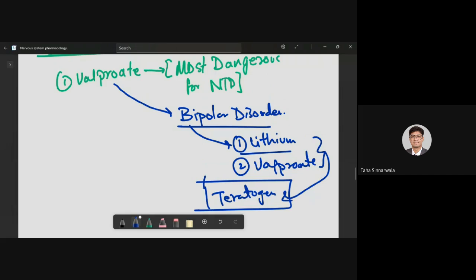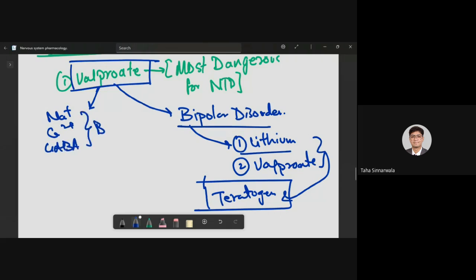Now, valproate is a very interesting medication because it blocks everything. Remember, it blocks sodium, it blocks calcium, and it also blocks GABA. So it blocks multiple different things.